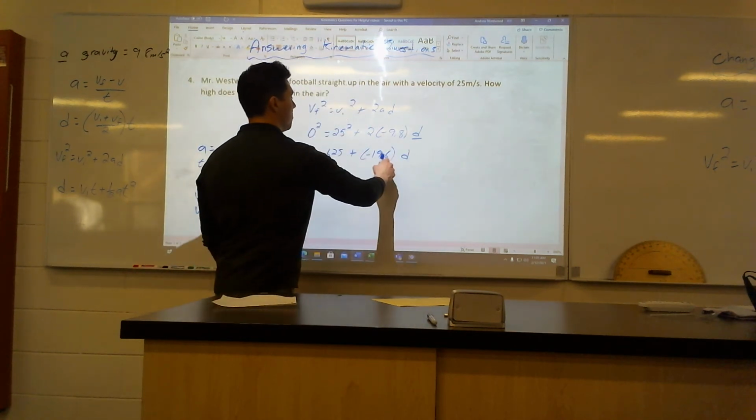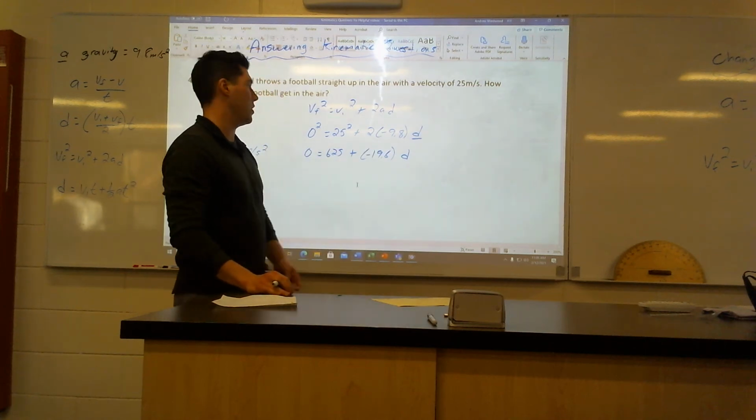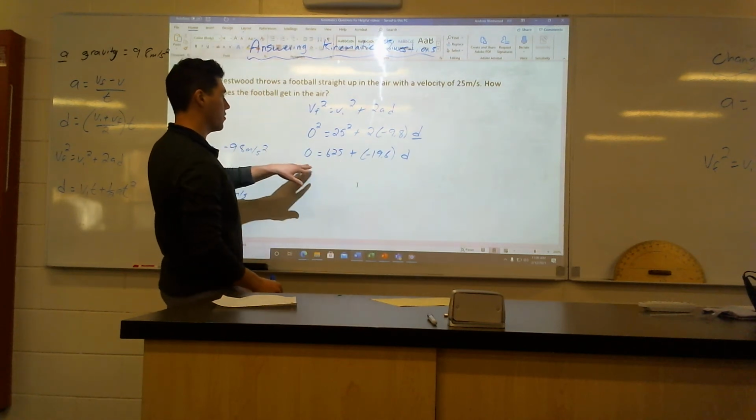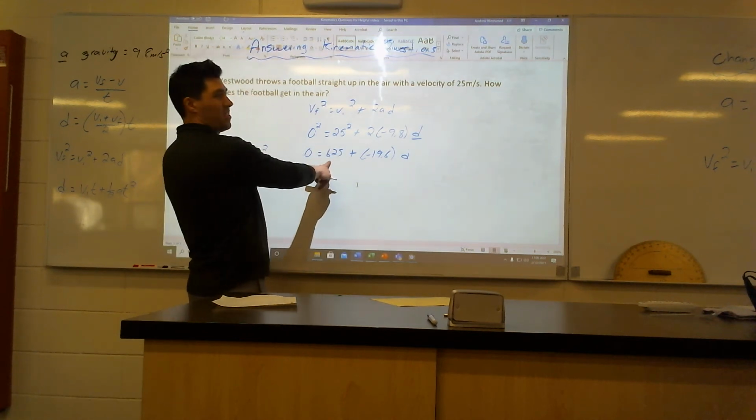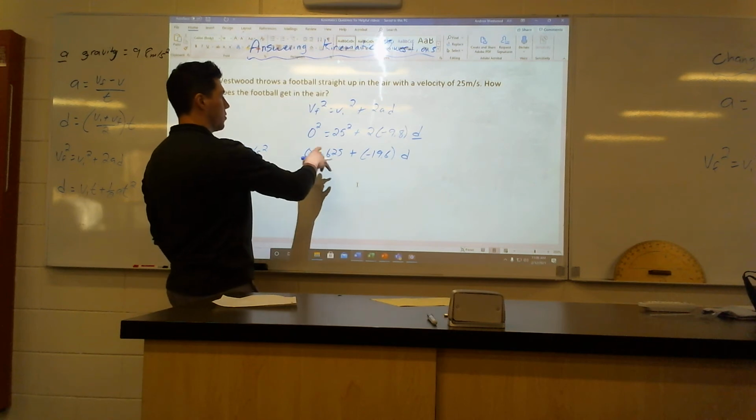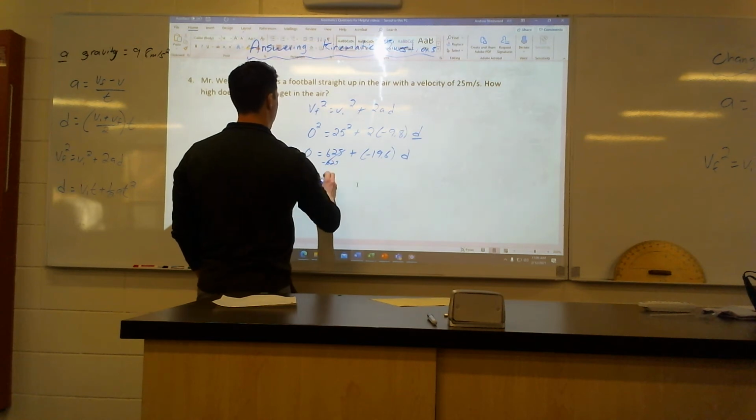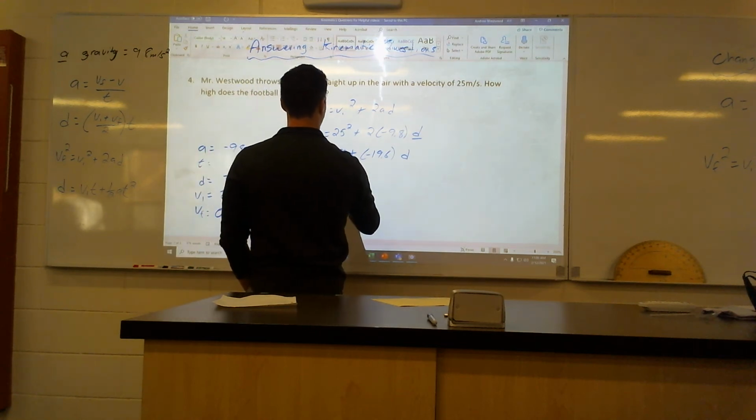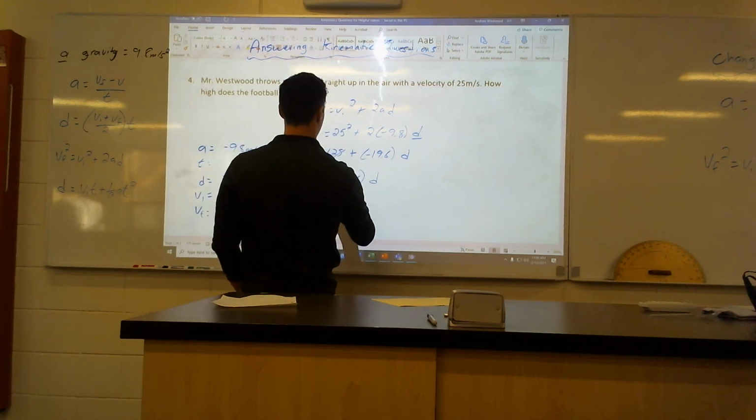This is still multiplied, so be careful, you can't just minus this out of them. Those are multiplied, so you can't just do that. So let's move the 625 over first to actually get a value over here. So minus 625, and they cancel out. I got negative 625 equals negative 19.6, still in brackets, attached to d, so now I can divide by negative 19.6.